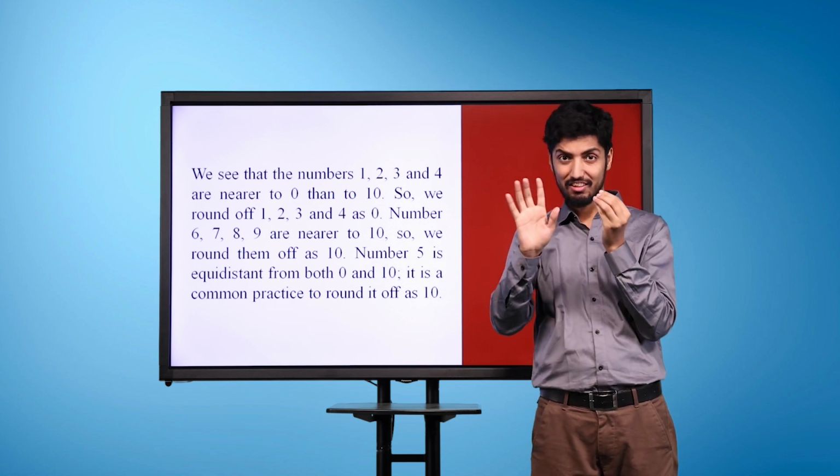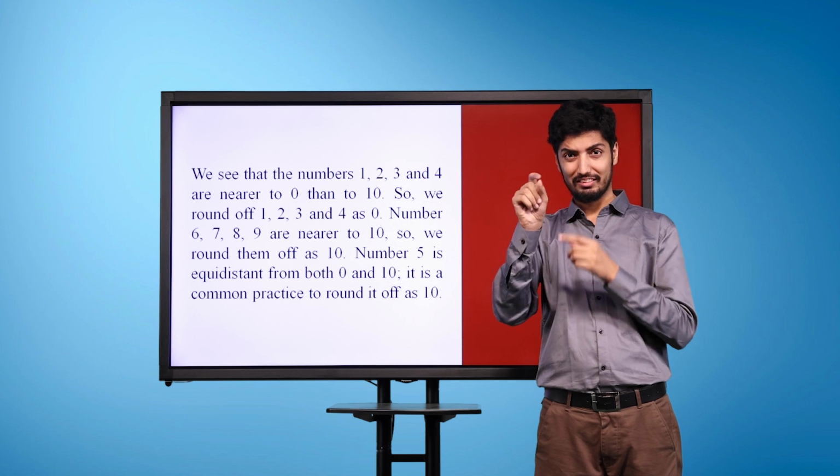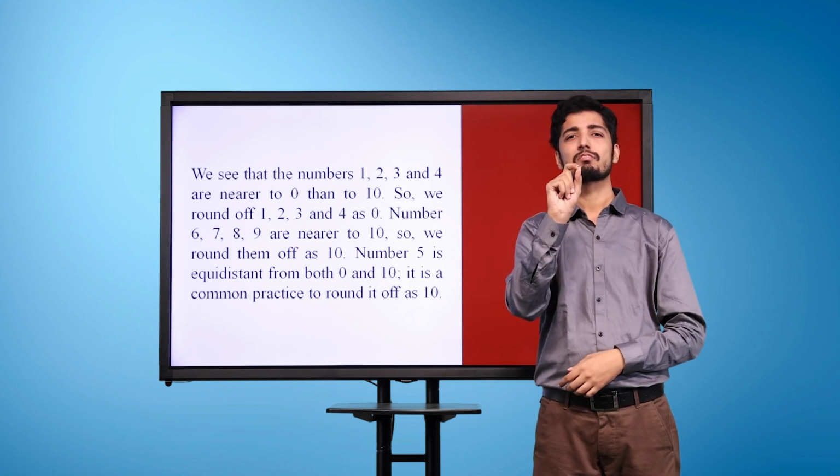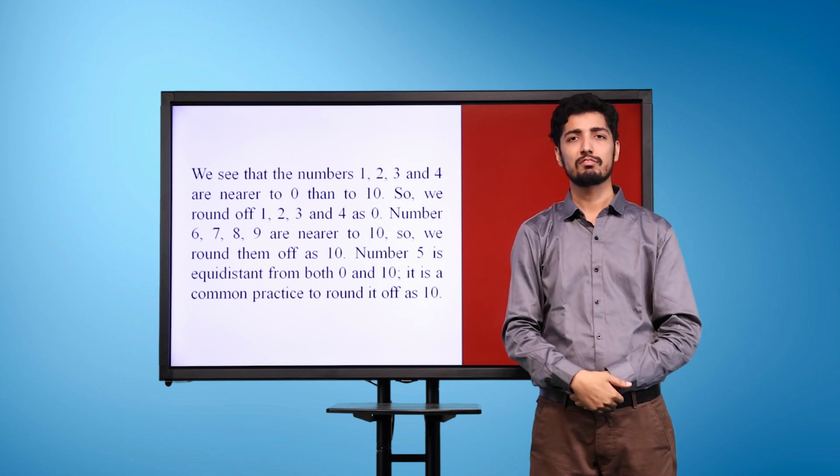Number 5 is equidistant from both 0 and 10. It is a common practice to round it off as 10.